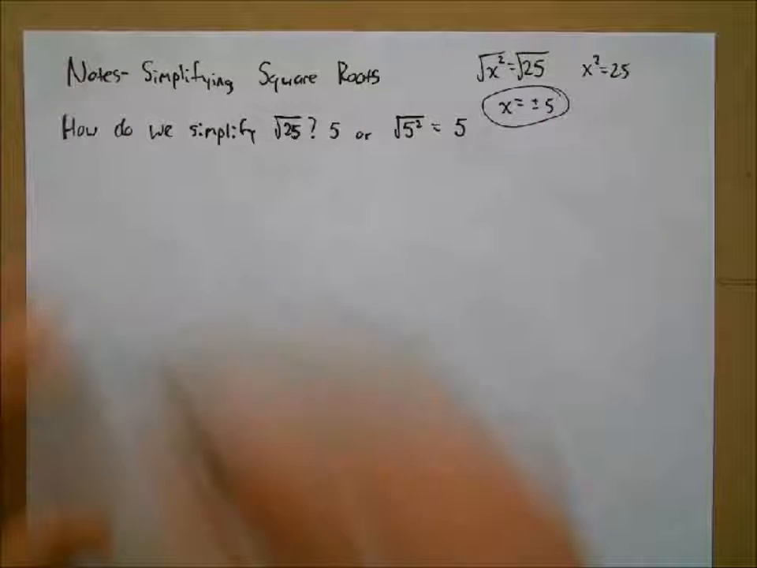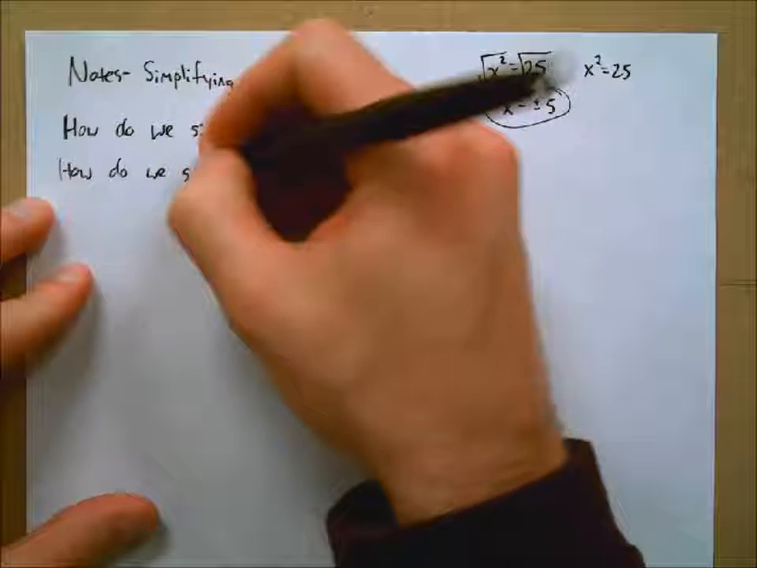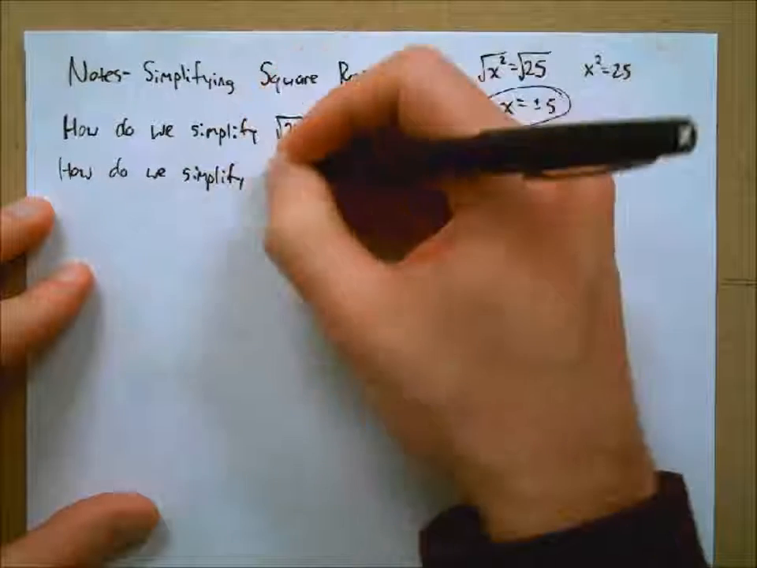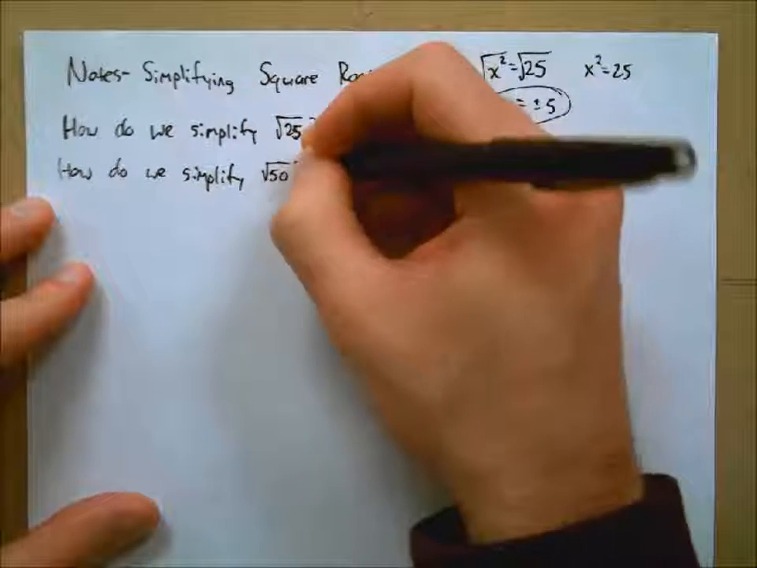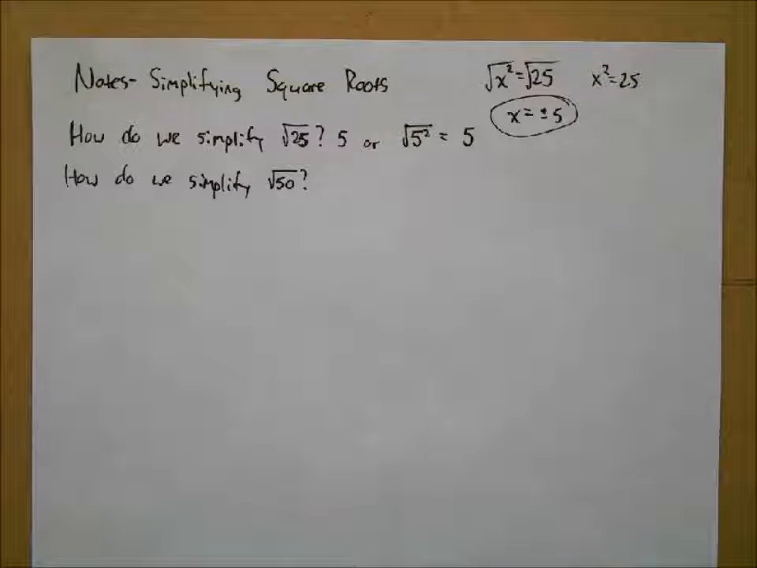All right, the next question that I want to ask is how do we simplify the square root of 50? Is 50 a perfect square, like 25 was? No, it is not. There are no two nice numbers that when you multiply them by each other give you 50, or there's no single number that when you square it, you get 50. No natural number.